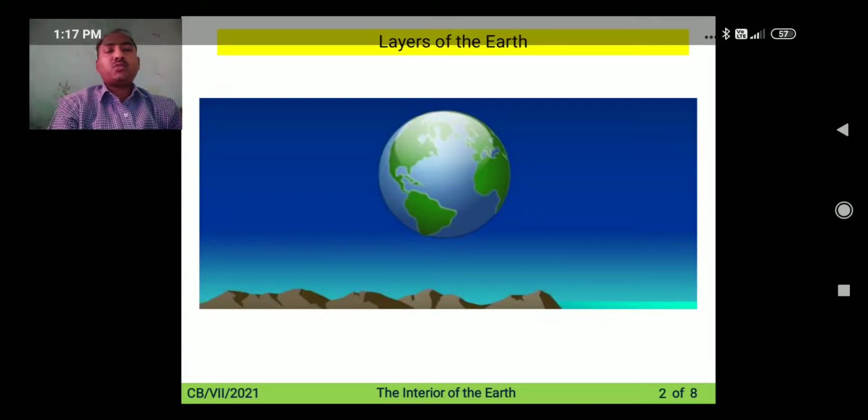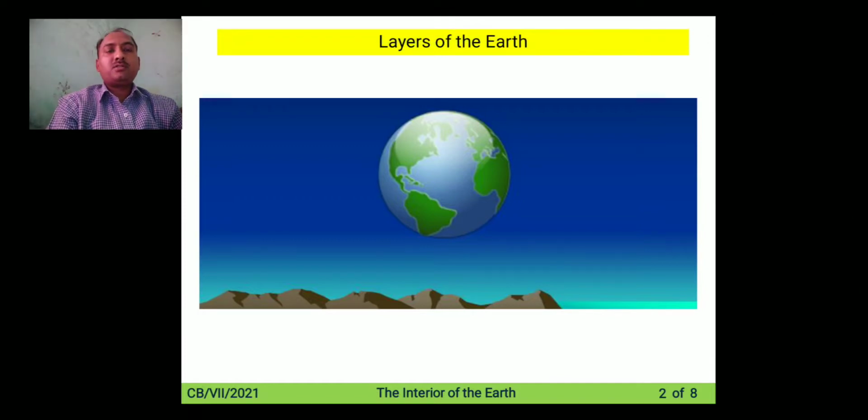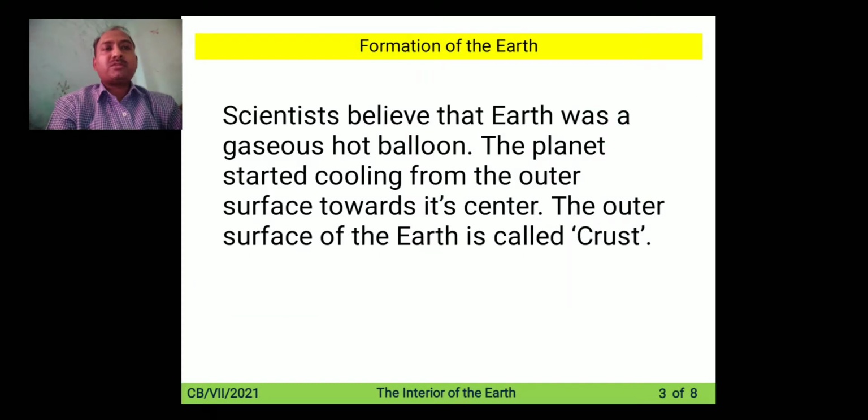Dear student, as you know, the earth was formed about 4 billion years ago. At first the earth was in a molten, liquid state, but slowly and gradually it cooled down and the present-day earth was formed. Some scientists believe it was a gaseous hot balloon, and the outermost layer of the earth is known as the crust.